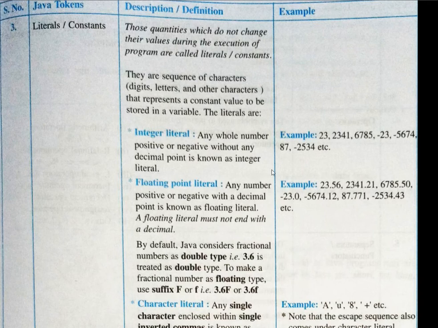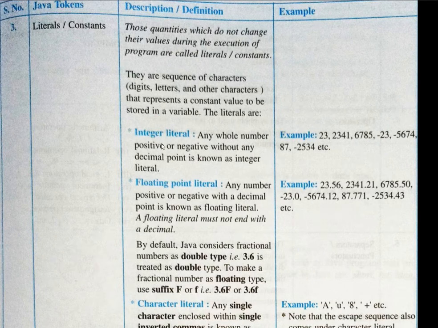Good morning class. Today I'm going to explain to you about one type of Java token, which is called literal or constant. Literal constants have fixed data values, as the definition indicates: those quantities which do not change their value during program execution are called literals or constants. In this category, there are sequences of characters like digits, letters and other characters that represent the constant value to be stored in a variable.